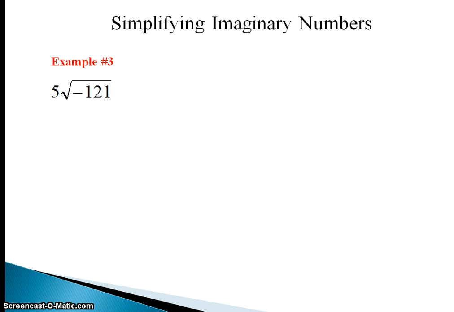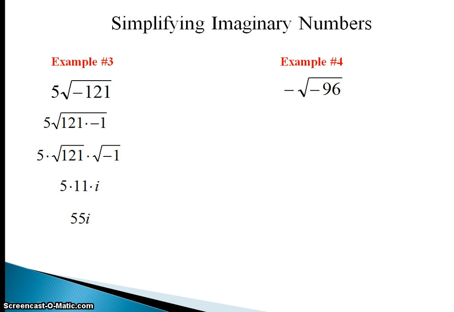Now, let's take a look at a couple of more examples. Let's take a look at 5 times the square root of -121. Now, as always, no matter how big the number is under the radical, we start by factoring out the -1 and then breaking up the radical. And now we're going to look at the square root of 121. It turns out that is 11. And so we have 5 times 11 times i, which gives us our answer, 55i.